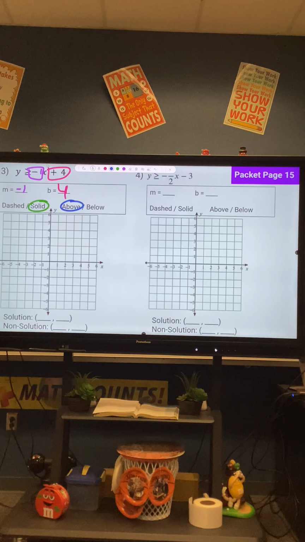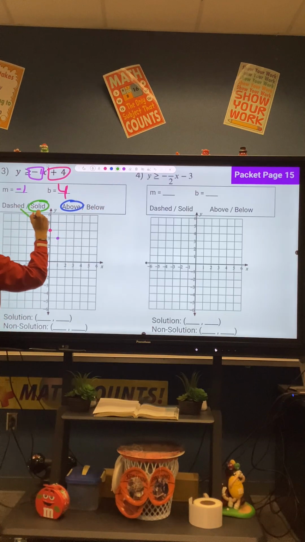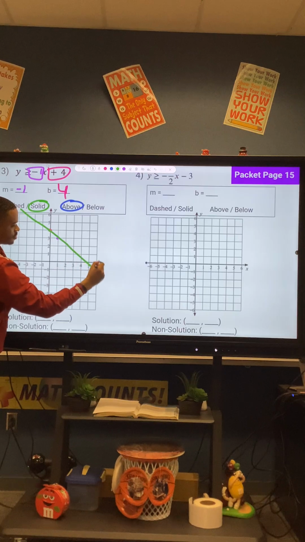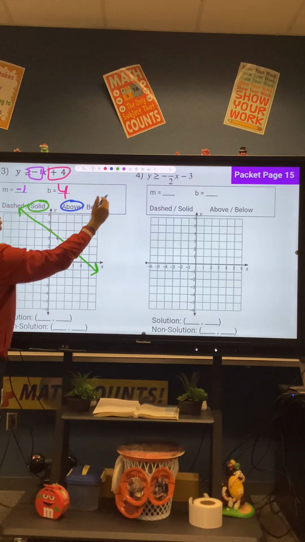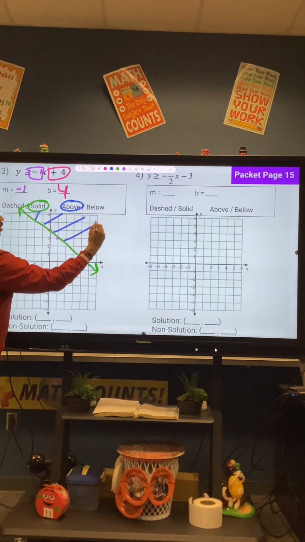Okay, well, I'll give it to you above. Y is greater than, so since y is bigger, we're going to go above. I go to my B value of +4. My slope, my M value, is -1, so I go down 1 to my right 1. I only need 2 points to graph. My line is solid, so I draw a solid line through my 2 points. Then, since y is greater than, I go back to my y-intercept and shade above my line.